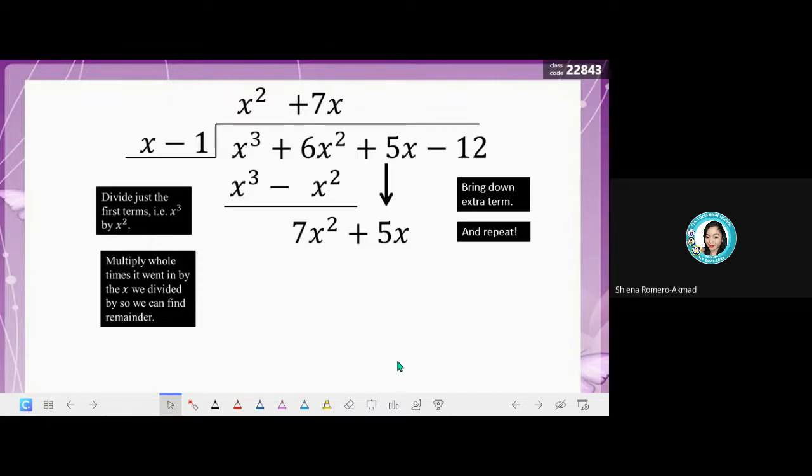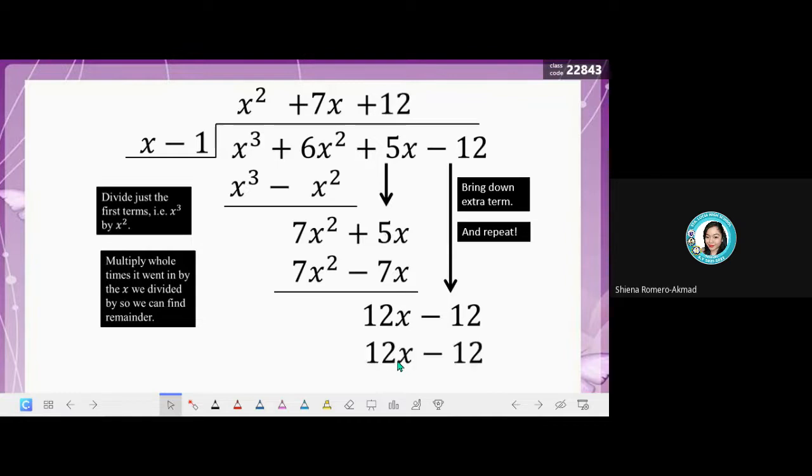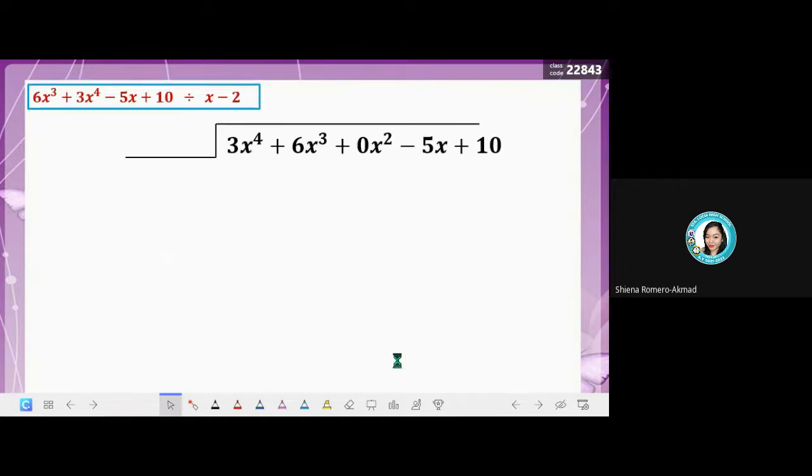So, nabawasan ulit yung exponent ng x, maging 7x. Then, 7x squared minus 7x. Subtract. And then, we have 12x minus 12. Then, the remainder is 0. So, ito, another example. Kung mapapansin nyo po, sa umpisa, 6x cubed yung nauna. Pero meron tayong 3x raised to 4. So, pag in-arrange natin siya, kailangan kasi naka-arrange.